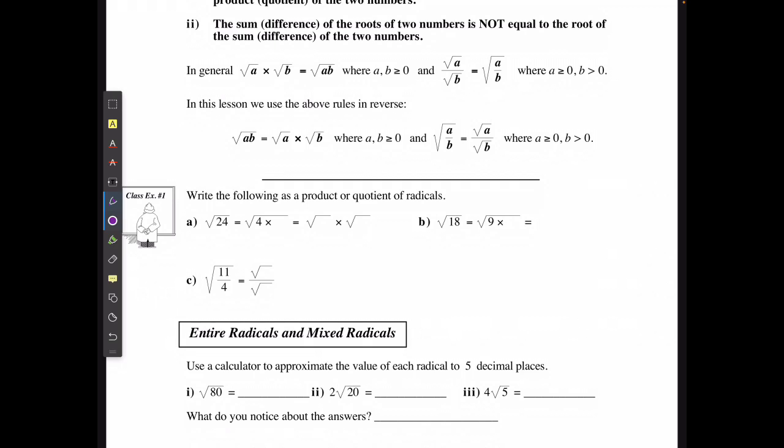So if I was to take 24 and divide that 24 by 4, it would be the same as 4 and 6, which means that I could rewrite the square root of 24 as the square root of 4 times the square root of 6. If I had the square root of 18 and I divided it by 9, it would be 9 and 2, which means I could say this would be the same as the square root of 9 times the square root of 2. If I did the same thing for a fraction where I had the square root of 11 over 4, then that's the same as the square root of 11 over the square root of 4.